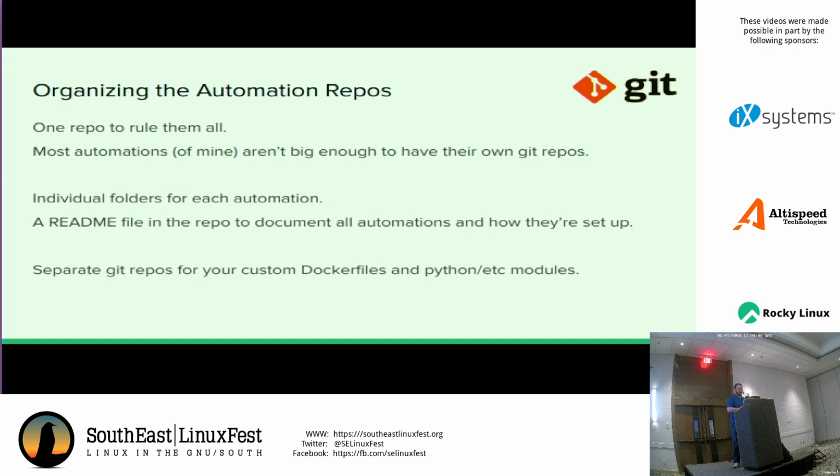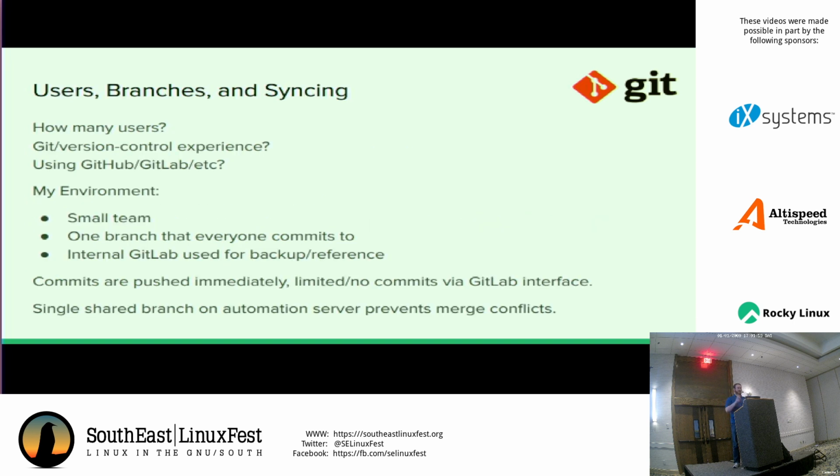I do keep my custom generic Docker files and the Python modules I've made in separate Git repos, though, because they're not directly part of the automations. And the automations with their own specific Docker images have a Docker file in the automation folder. So it's all tracked by Git.